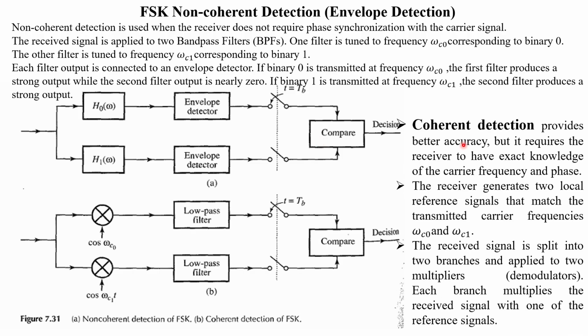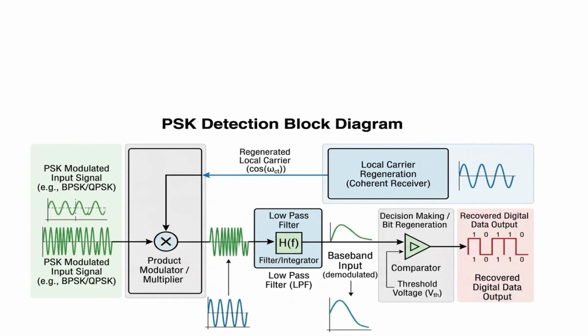So coherent detection provides, of course, better accuracy, but it requires the exact knowledge of the carrier frequency and phase. Then only we can synchronize, right? Because synchronization is a challenge in coherent detection. So the receiver generates two local reference signals that match the transmitted carrier frequencies omega c0 and omega c1. So the received signal is split into two branches and applied to two multipliers. Each branch multiplies the received signal with one of the reference signals.